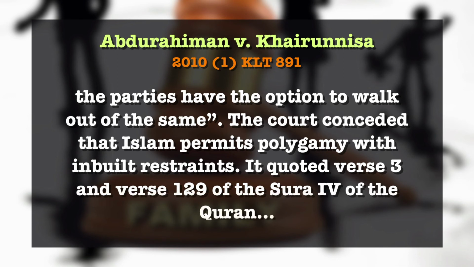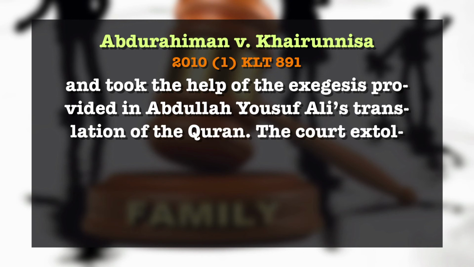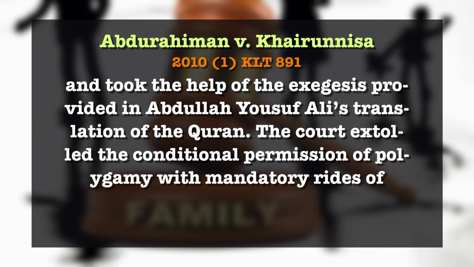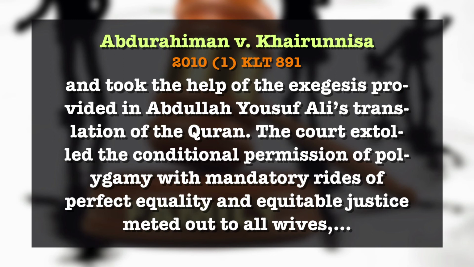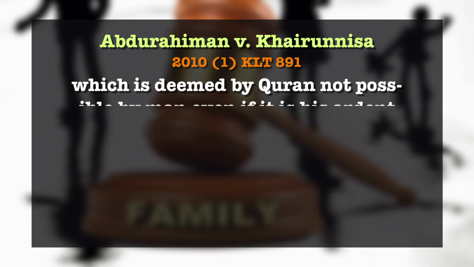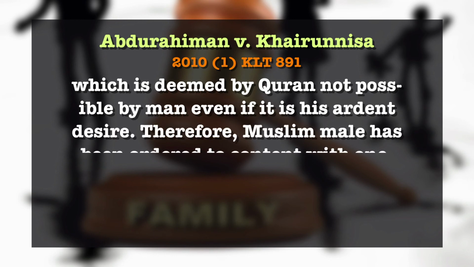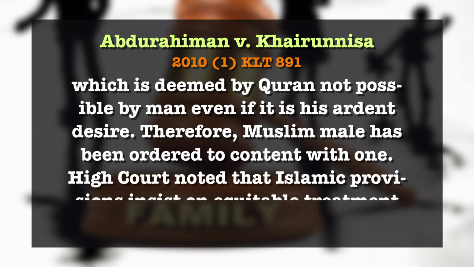It quoted verse 3 and verse 129 of Surah 4 of the Quran and took help of the exegesis provided in Abdullah Yusuf Ali's translation of the Quran. The court extolled the conditional permission of polygamy with mandatory rights of perfect equality and equitable justice meted out to all wives, which is deemed by the Quran not possible by the man even if it is his ardent desire. Therefore, the Muslim male has been ordered to be content with one.